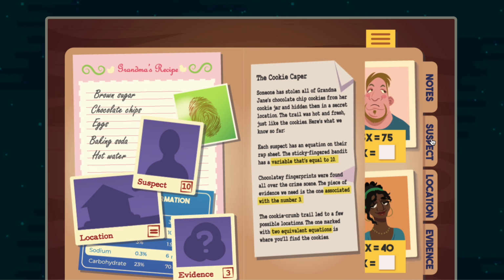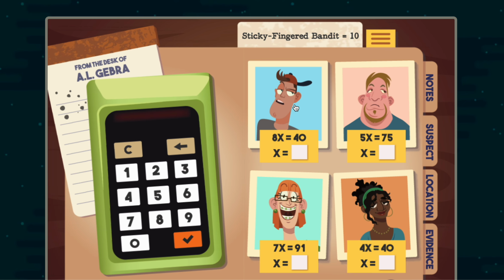Alright, let's start with your first suspect. So 8 times x, or 8x, equals 40. To figure out what this number is, 8 times some number is equal to 40. We know the 8 multiplication table, or to get the result you can do the opposite, 40 divided by 8, because if you want to isolate the x by itself, you've got to get rid of the 8. So I'm going to divide both sides by 8. 8 divided by 8 is 1. So 40 divided by 8 would be 5.